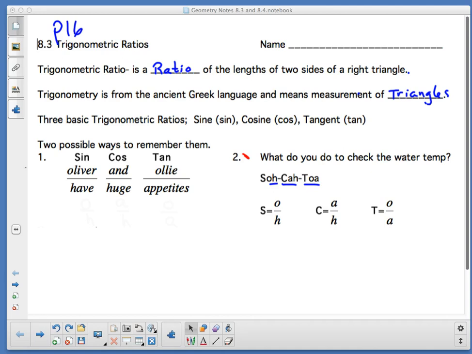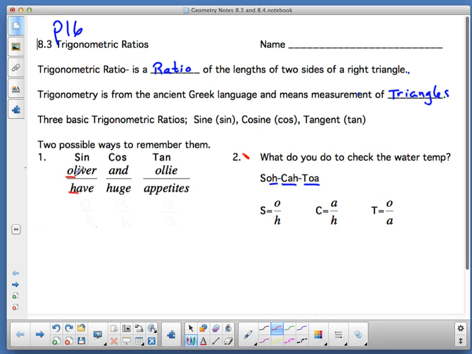My instructor came up with this really cool mnemonic device just so I could remember what's going on, because my calculator keys had sine, cosine, and tangent right in front of me. He had this story: Oliver and Ollie have huge appetites. I'd write that down. Sine is opposite over hypotenuse. That's the ratio that sine represents. Cosine is adjacent over hypotenuse. And tangent is opposite over adjacent. I thought about this for a long time, and I used it for years until I started teaching it.